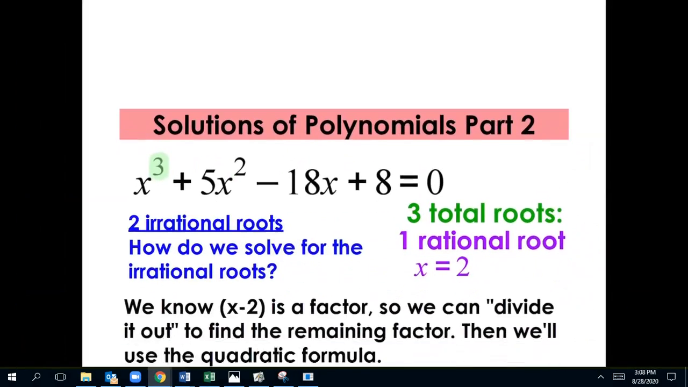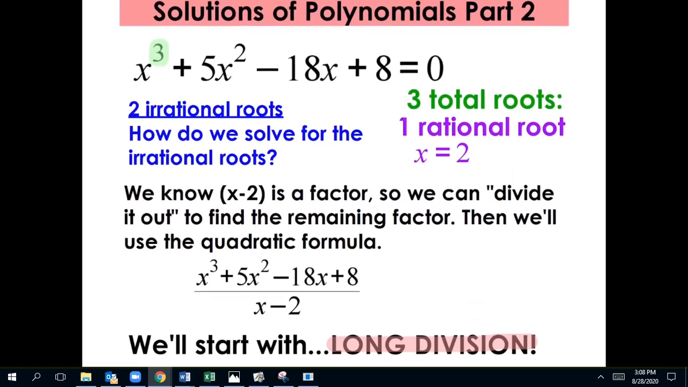Let's remember what we just did. We divided out the factor that we did know, and then we turned it into a quadratic and used the quadratic formula. So we're going to do that exact same thing. Because we have one rational root at x equals 2, we know that x minus 2 equals 0, and we know that x minus 2 is a factor. That's review from your first day and second day of notes so far. What we can do with that x minus 2 is divide it out.